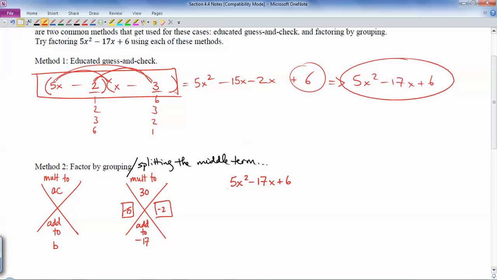And what happens is you actually keep the first term and the last term the same. So in my new step, I'm going to write the first term the same. I'm going to write the last term the same. But the splitting the middle is where you actually do something here. So I'm going to split this term up into two other ones. And I'm going to get minus 15x and minus 2x.